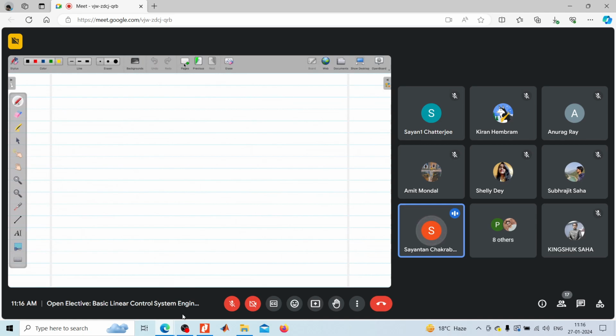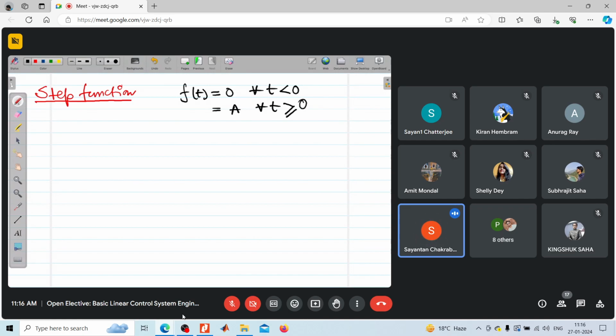So first, let us take a step function. How is a step function defined? f(t) is equal to 0 for all t less than 0, and equal to, say, a for all t greater than 0, when a is constant.